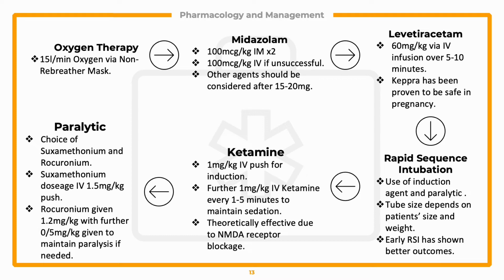If the status epilepticus continues after first and second line treatment, this is considered refractory status epilepticus. At this point, management of the patient requires rapid sequence intubation with an appropriately sized endotracheal tube. Recent research suggests that early intubation improves patient outcomes. The choice of induction agent and paralytic needs to be carefully considered.